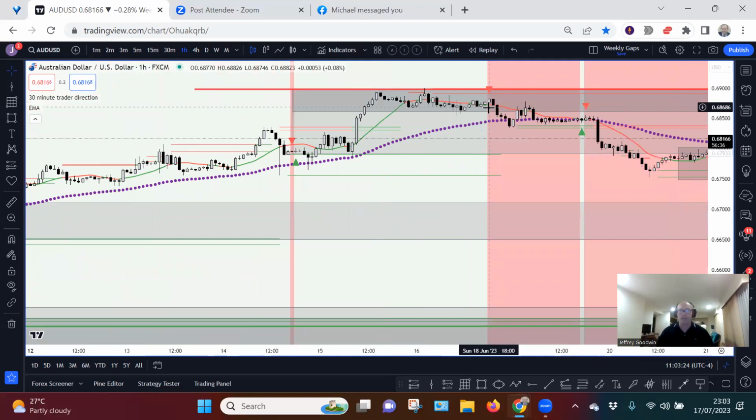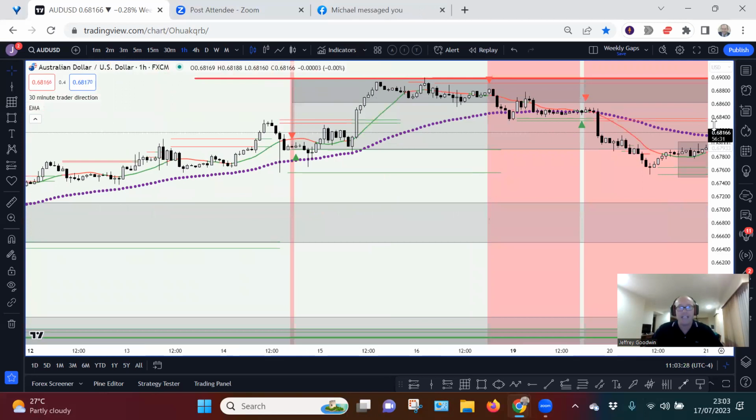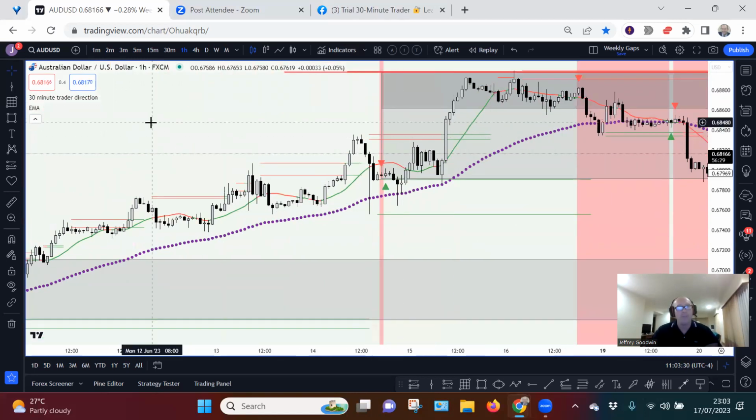Exit that trade. Nothing fancy, no superhuman trader. It's just a good setup that I've built. I don't know if people know I've got a 30-minute trader mentoring program. This is just one of the tools. And this is just a simple EMA that every platform should have.